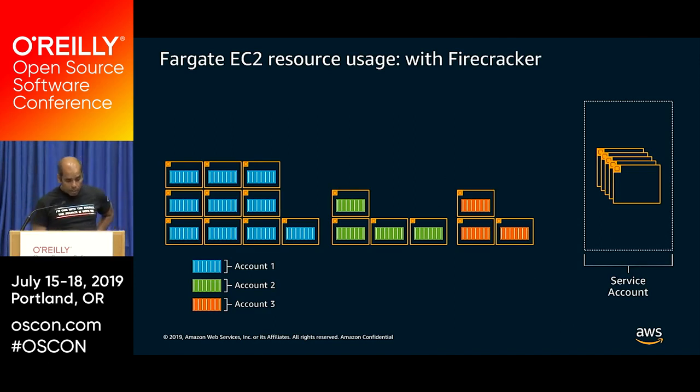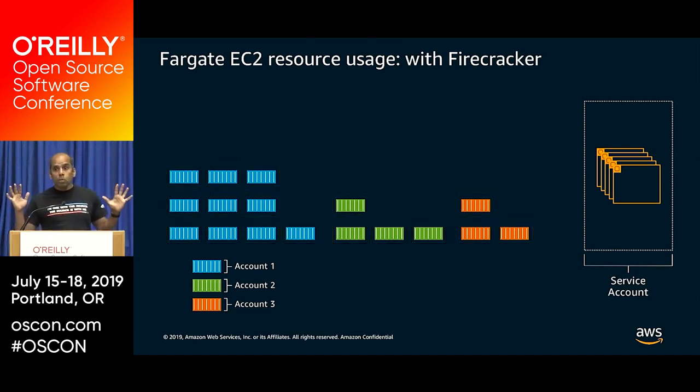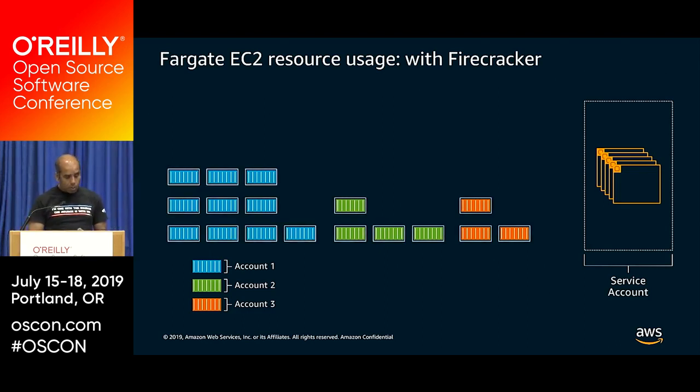So with Firecracker, how does this game change? First of all, we don't need to have one Fargate task per one EC2 instance, okay? Because Fargate really allows you to say, tell me how much CPU, how much memory you want, and I'm going to create a microVM for you. So you take one task, you create a corresponding microVM for it, and you put the task into it.